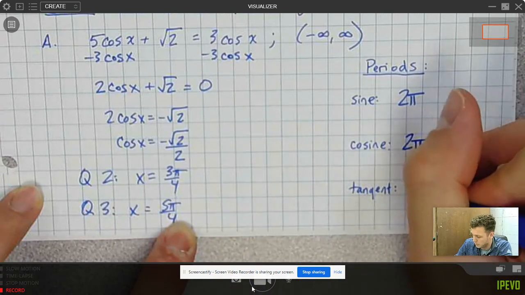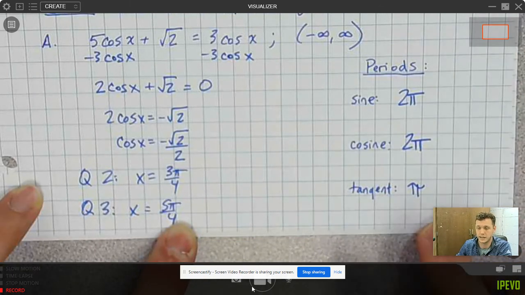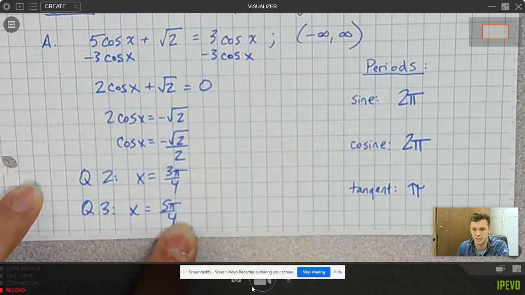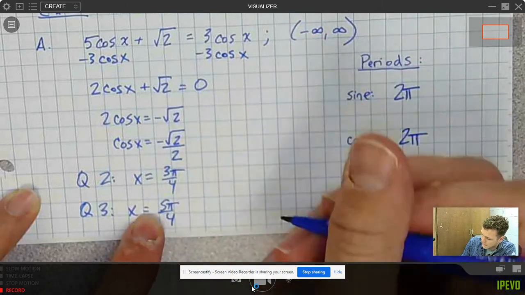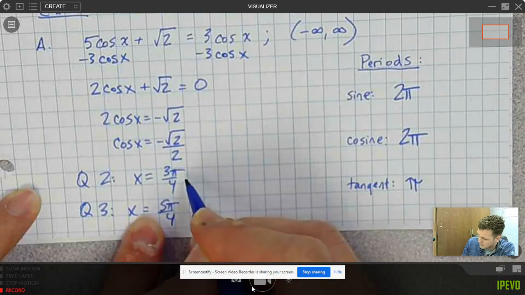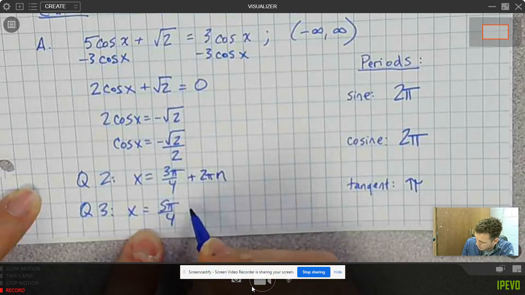So anyway, what we're going to do here is say that because it's negative infinity to infinity, x is equal to 3 pi over 4 plus 2 pi n and 5 pi over 4 plus 2 pi n. These are the answers within that given interval from 0 to 2 pi, but because we are looking for all of the solutions between negative infinity and infinity, we have to add that 2 pi n.